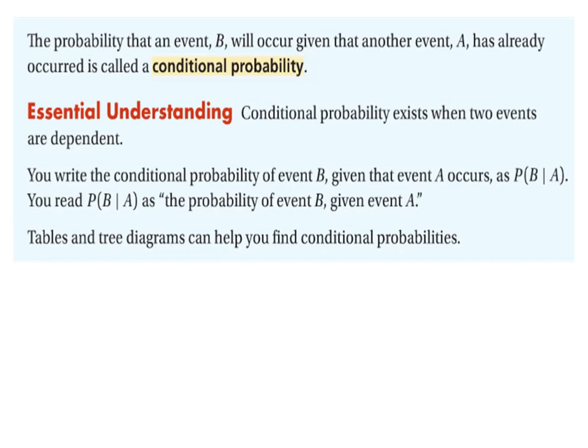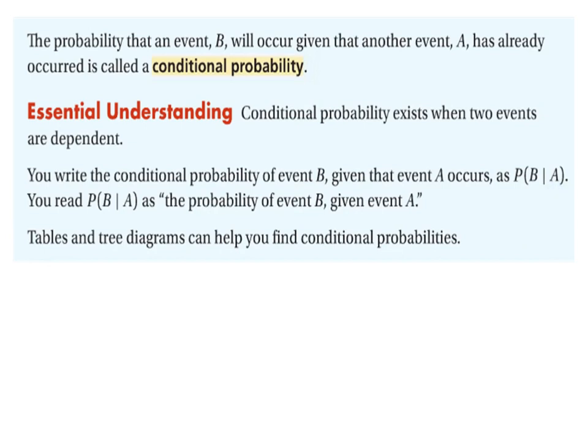Conditional probability exists when two events are dependent, meaning that whether one has happened or not affects the probability of the other happening. Here is some notation for conditional probability. We write it this way, and we read it as the probability of event B given event A. So there we're saying that we already know event A has happened.